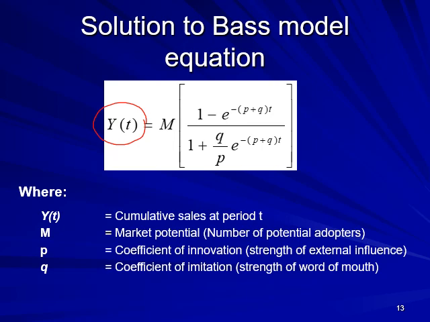Notice here, M is a parameter, so I'm going to draw in yellow things that are parameters here. M is a parameter, something that we potentially don't know. M is market potential, which is the total number of people that could potentially buy this product. It's something that we don't know. We're going to estimate this from data. Also notice that P and Q, we have them right here, are also unknown by us. So we're going to try to estimate them from data.